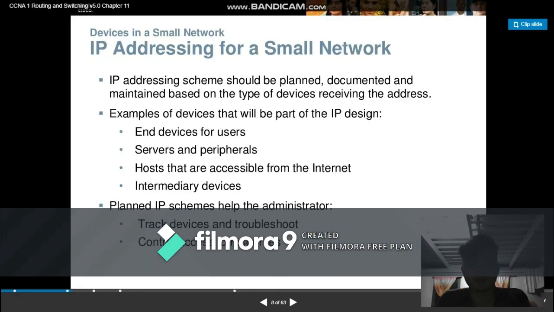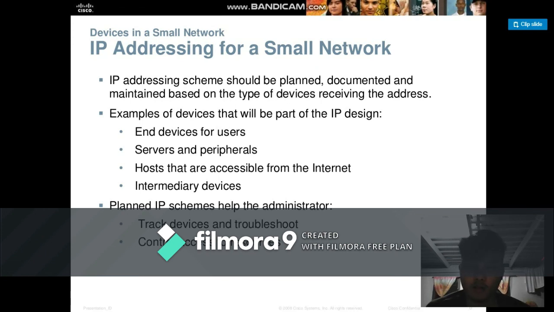So here's the last chapter, to summarize all chapters 1 to 11. So chapter 11, IP addressing for a small network. The IP addressing scheme should be planned, documented, and maintained based on the type of devices receiving the address. For example, devices that will be part of the IP design are end user devices, servers and peripherals, hosts that are accessible from the internet, and intermediate devices. So planned IP schemes help the administrator track devices and troubleshoot and control access to resources.